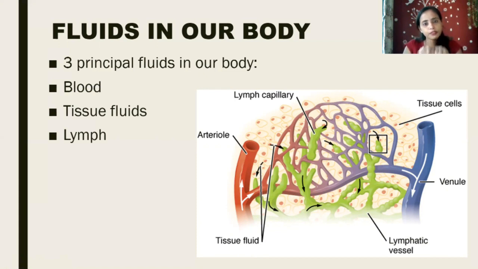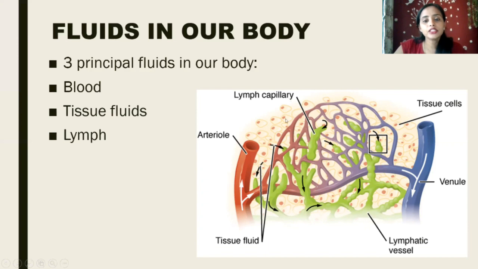Now, through this thin wall, what happens? The fluid part of the blood oozes out, containing glucose, oxygen, and other nutrients. It oozes out from the capillary and enters the intercellular space of cells, that is, in the tissue. This fluid which enters the tissue is called tissue fluid. So tissue fluids are the fluids which are present between the tissues.